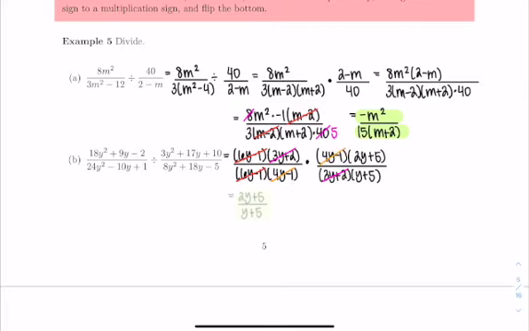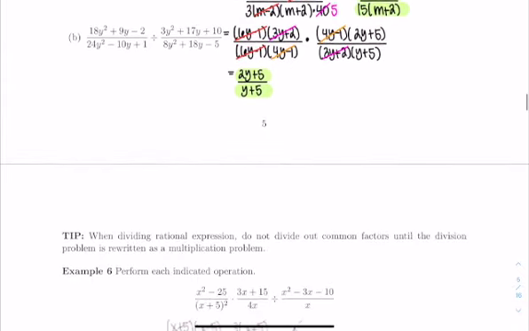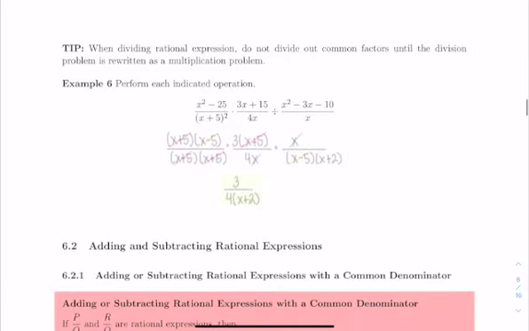So we just canceled a bunch of stuff. So on the top, I'm just left with 2y plus 5, and on the bottom, I'm left with y plus 5. Now we can't cancel the 5's and the y and just be left with 2. These pieces are connected and they cannot be separated. And so you can use cross multiplication on any of the previous problems to make your life easier, and I would highly suggest it. When dividing rational expressions, do not divide common factors out until the division is rewritten as a multiplication problem.